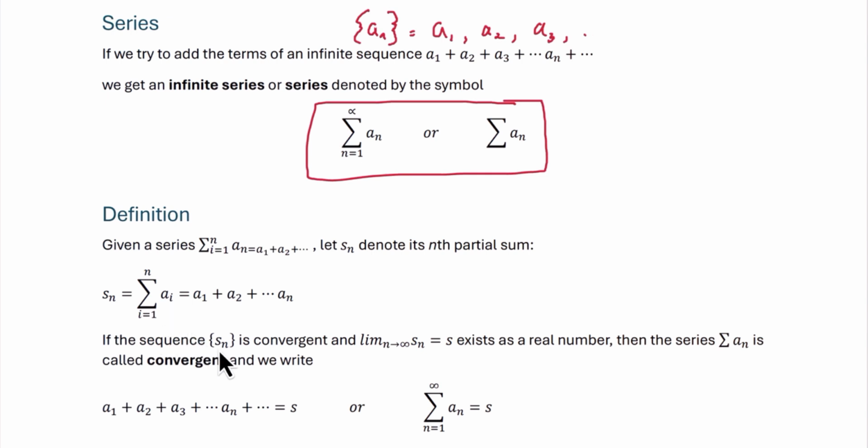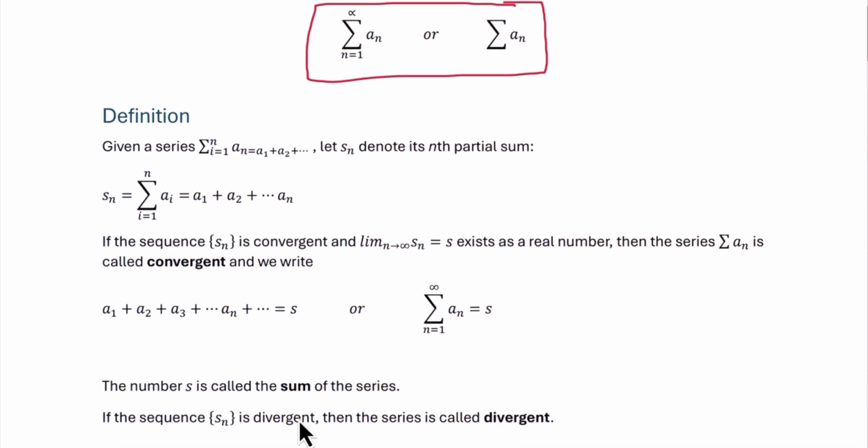If the sequence S sub n is convergent and the limit as n approaches infinity of that partial sum equals s exists as a real number, then the series, the sum of a sub n, is also convergent. That is, a1 plus a2 plus a3 plus a4 plus all the way out to an gives us a real number. It is convergent. The number s in this case is called the sum of the series. And if the sequence S sub n is divergent, then the series will also be divergent.